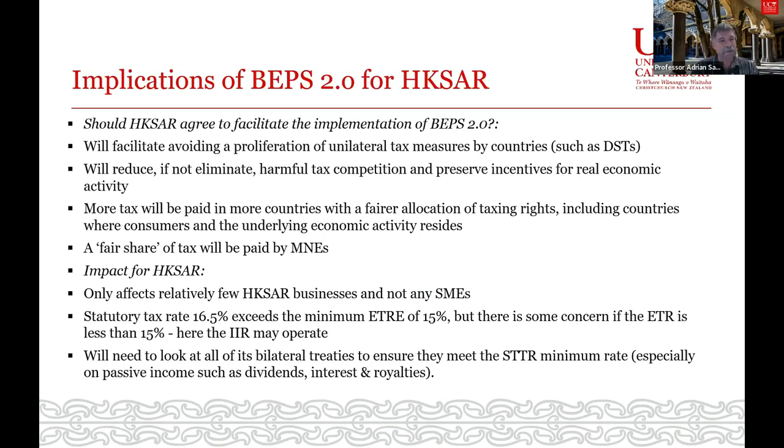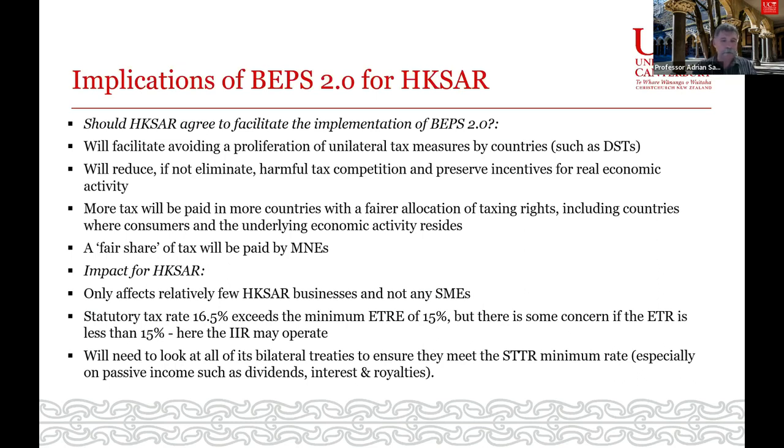What are the implications? So the first thing is, should Hong Kong agree to facilitate the implementation of BEPS? If it does, then this will facilitate, in a general sense, avoiding a proliferation of unilateral tax measures by some countries, such as the DSTs. It will reduce, if not eliminate, harmful tax competition and preserve incentives for real economic activity. More tax will be paid in more countries with a fairer allocation of taxing rights, including countries where consumers and the underlying economic activity resides, and conceptually at least, and again we take how we interpret this, a fair share of tax will be paid by multinationals. So by implementing BEPS, Hong Kong is signalling it agrees with these points.